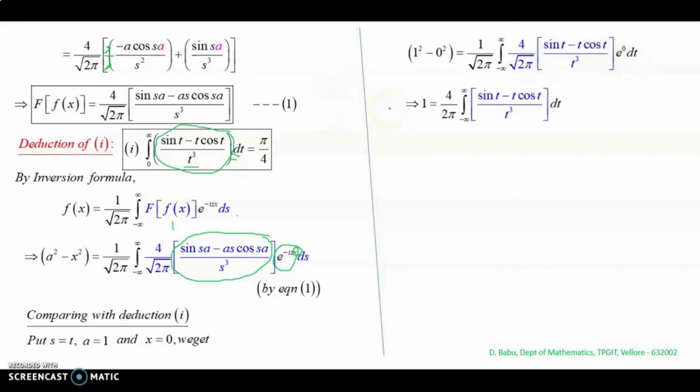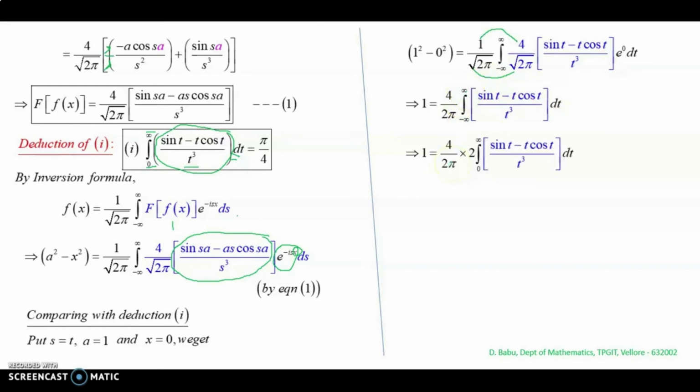This implies 1 equal to, so 1 into 4, 1 into 4 is 4, square root into square root cancel, this 2 pi integral from minus infinity to plus infinity of (sin t minus t cos t) divided by t cube into dt. Now look at the limits: here minus infinity to plus infinity, whereas here 0 to infinity. Therefore we have to convert minus infinity to 0 to infinity. Note that this bracketed term is an even function. We can check that it is an even function. For an even function, minus infinity to plus infinity can be written as 2 times 0 to infinity.